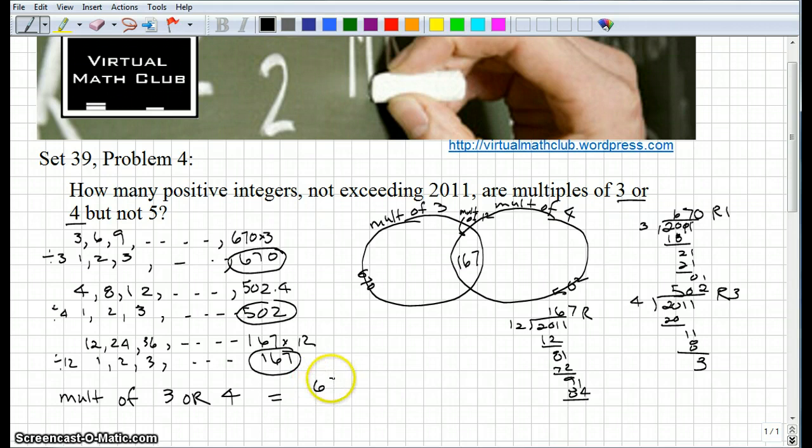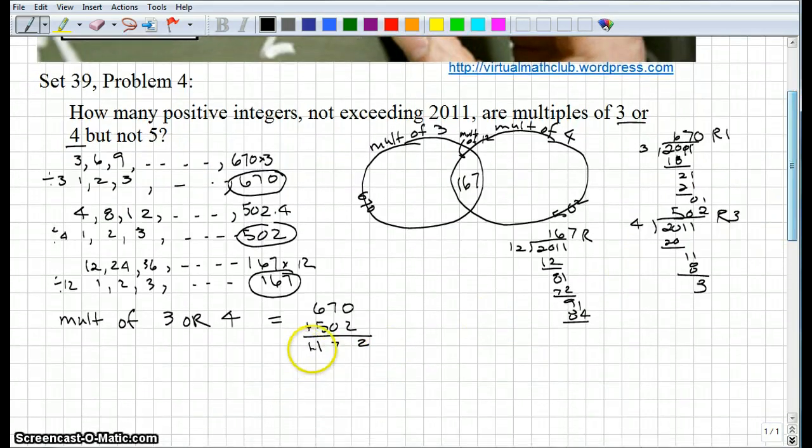It's 670 plus 502, that gives us 1172, and then we have to subtract out the duplicates, that's 167, so that's 1005. Okay? So these are the multiples, so we have 1005 multiples of 3 or 4. Alright, now we still need to take care of the last part of this.